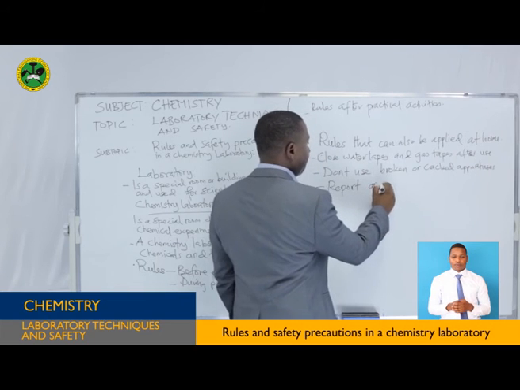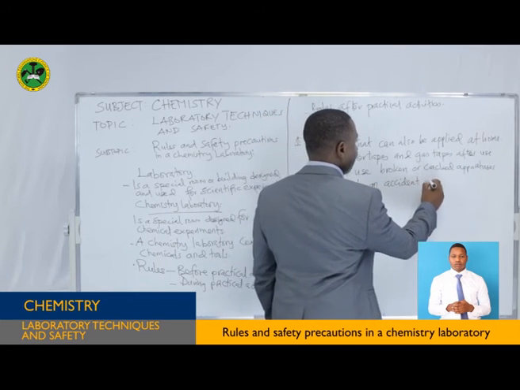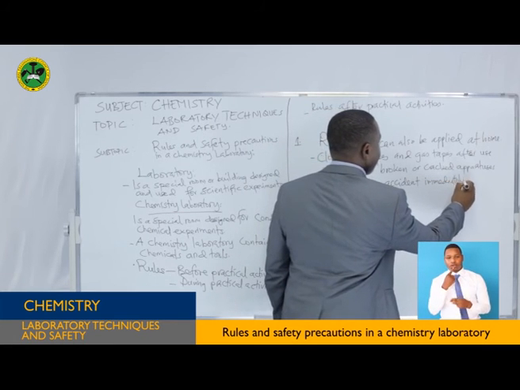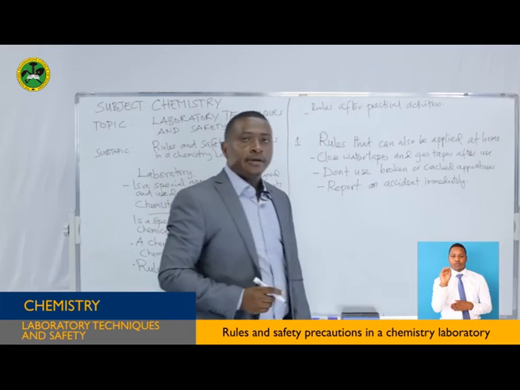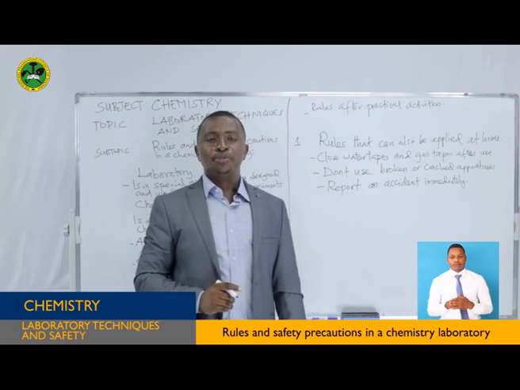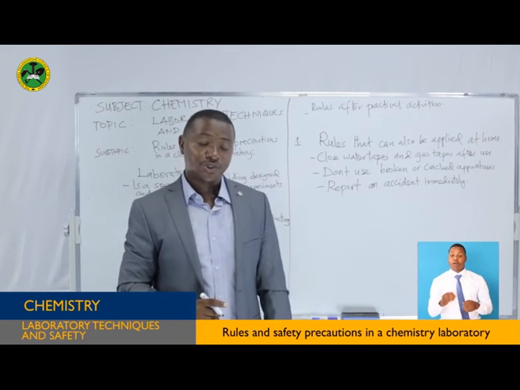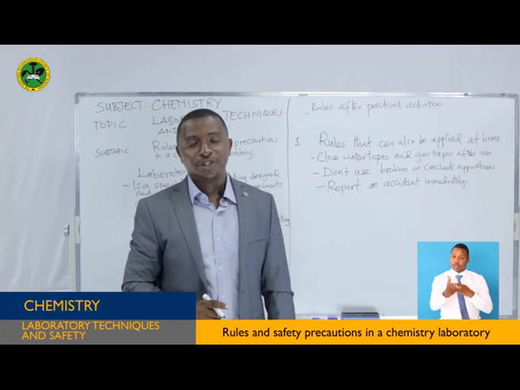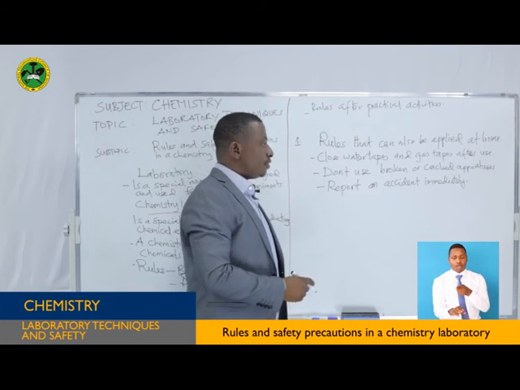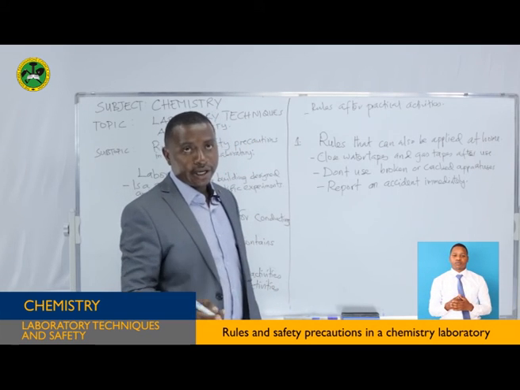Report. When you are in a chemistry laboratory, you are required to report an accident immediately. You can also have an accident at home. So students, you are required to report to your parents in case of an accident. There are many other rules that apply from the chemistry laboratory and can also apply at home.